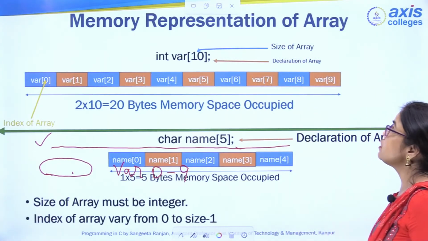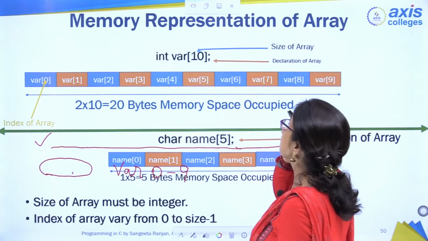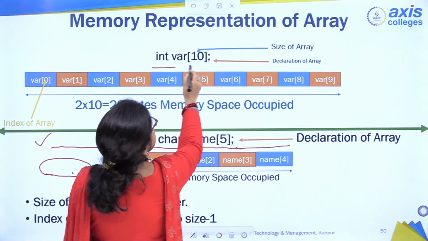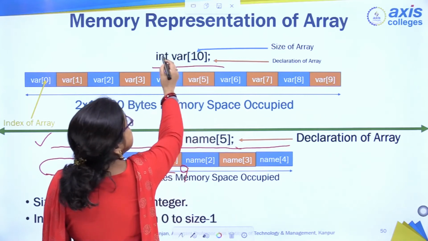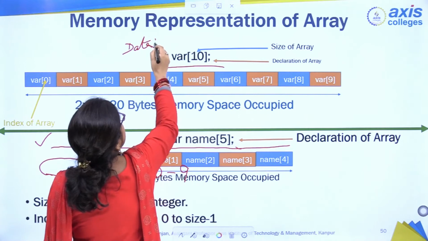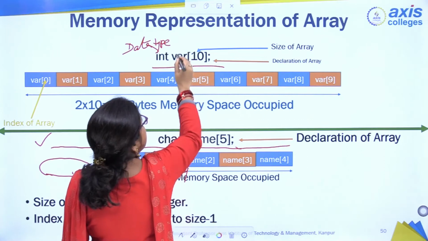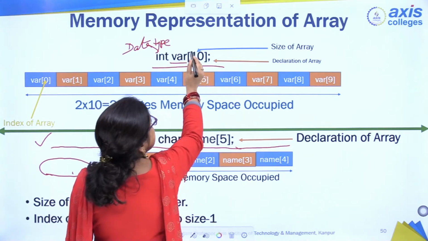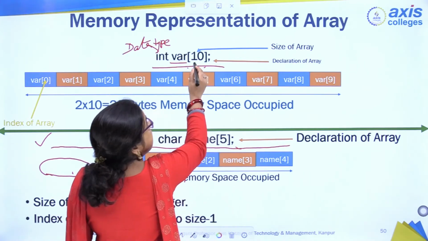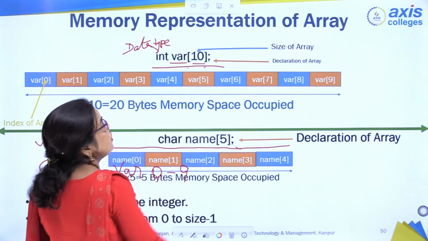Now the memory representation of array: how the array is stored in memory. First of all, we have to know how an array is declared. Int is the data type. Var is a variable name. And the square bracket is called the subscript operator. Here 10 is the size of the array. This is the general form of declaration of an array.